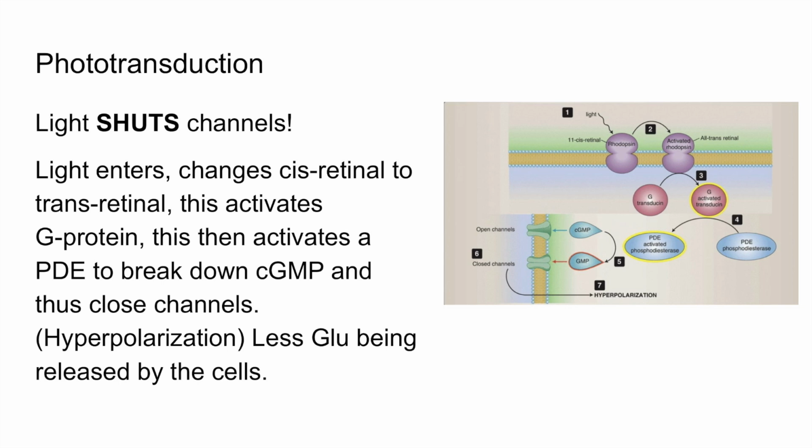Here's the key consequence. Hyperpolarization means less glutamate release. So instead of sending a stronger signal, light actually reduces neurotransmitter output. The entire downstream system of on and off bipolar cells is built to interpret that decrease. So a clean way to lock this in: dark, cGMP is high, the sodium channels are open, depolarized, glutamate on. Light, cGMP is low, channels closed, hyperpolarized, glutamate off.